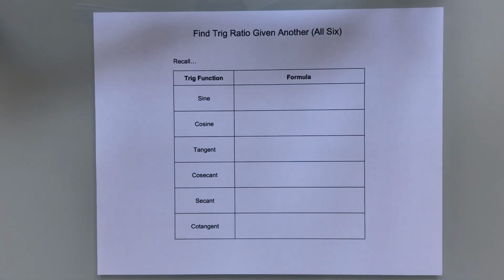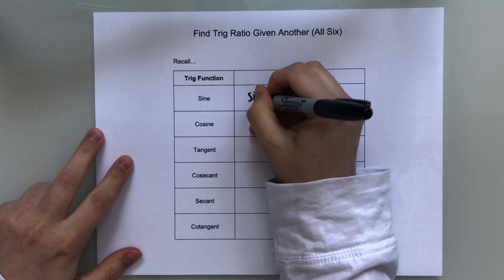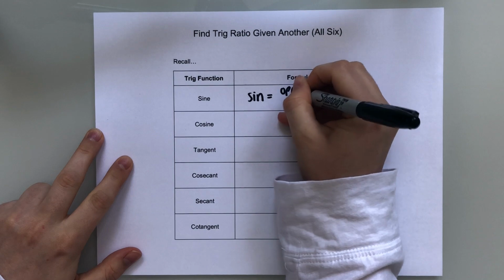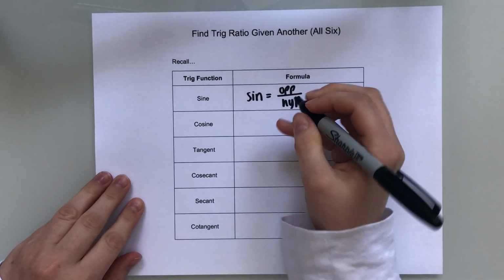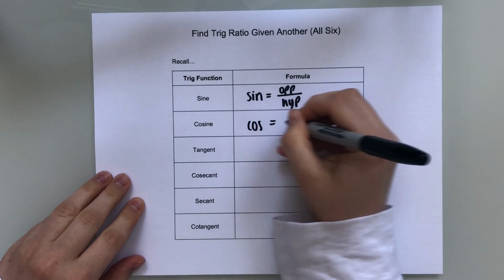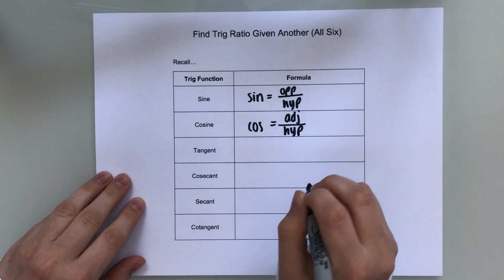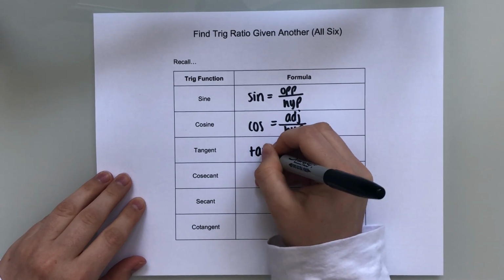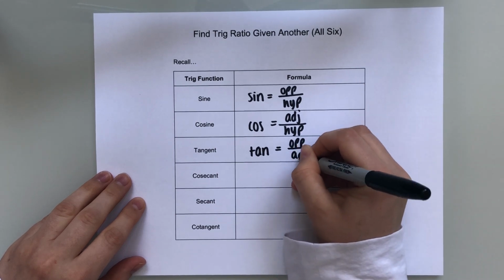This week we're continuing with our trig ratios, and we are going to just start by reviewing the trig formulas that we've already learned. So the sine function, we find that using the formula sine equals opposite over hypotenuse. Cosine function, we find that using cosine equals adjacent over hypotenuse. Tangent function is tangent equals opposite over adjacent.